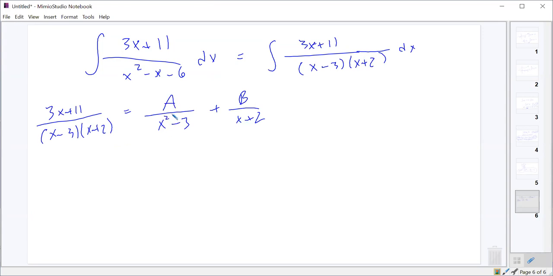If this was an x squared minus 3, though, you would make this an Ax + B up there. So if you have an irreducible quadratic factor, you put a linear factor in the top. If you have an irreducible cubic in the denominator, you'd have to put a quadratic in the top. And so on, just one degree less the entire time. Good or no?